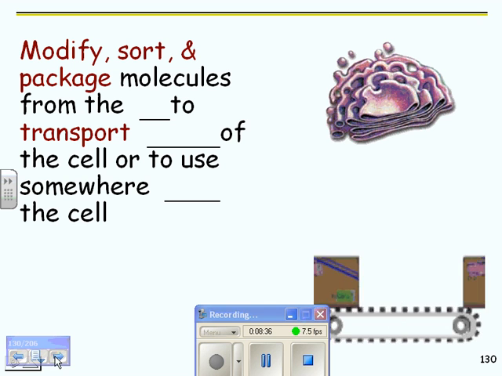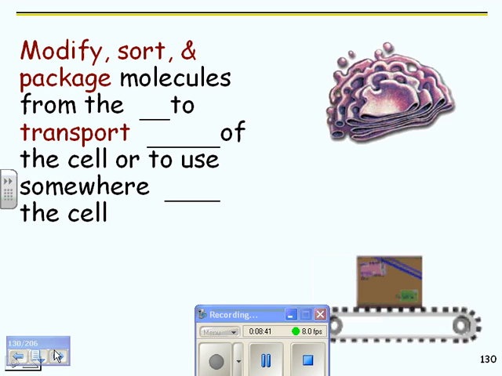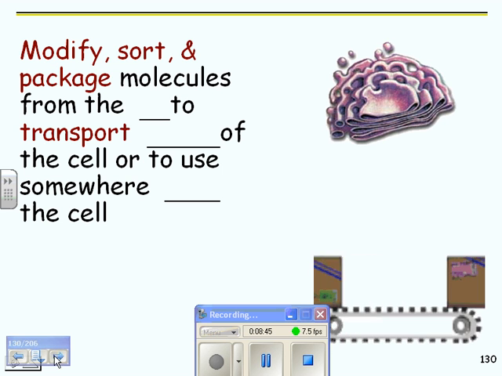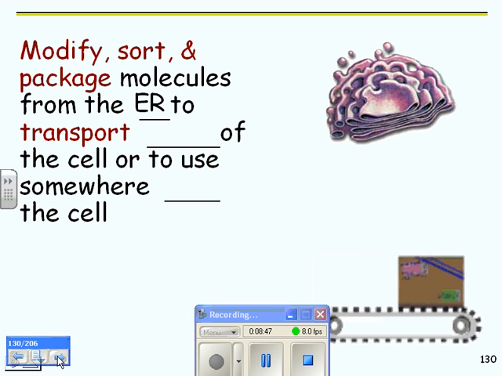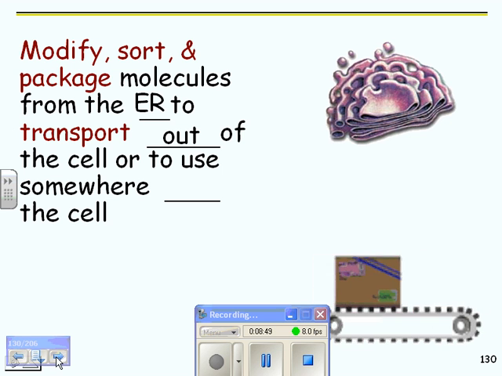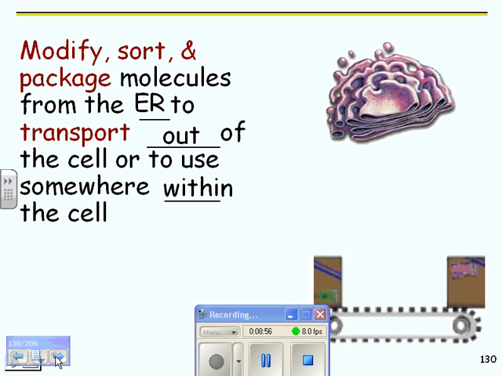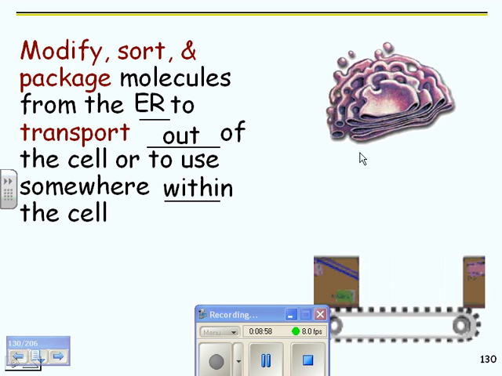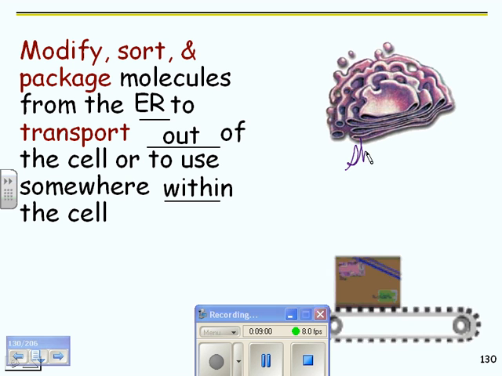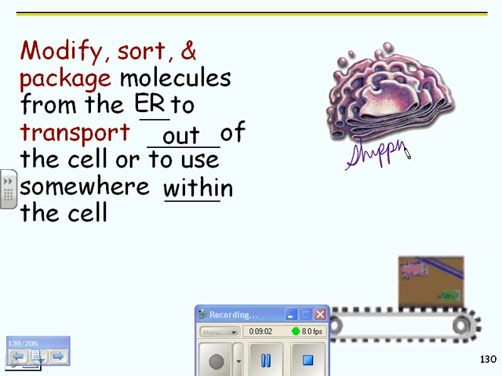So the job of the Golgi body or the Golgi apparatus is to modify, meaning add a carbohydrate to it or something, to sort and to package molecules, usually from the ER, into transport vesicles and to transport them out of the cell or to use somewhere else in the cell, so somewhere within the cell. So this is really, well, in my day, you'd call it shipping and receiving.